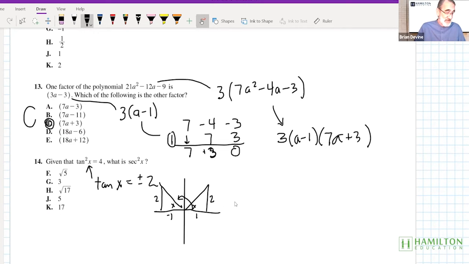Now from that, I can see right away that the hypotenuse length must be the square root of 5 on both of these triangles. And so secant of x must equal plus or minus root 5 in this case, hypotenuse over adjacent, which means that secant squared x equals 5. And J is my answer.